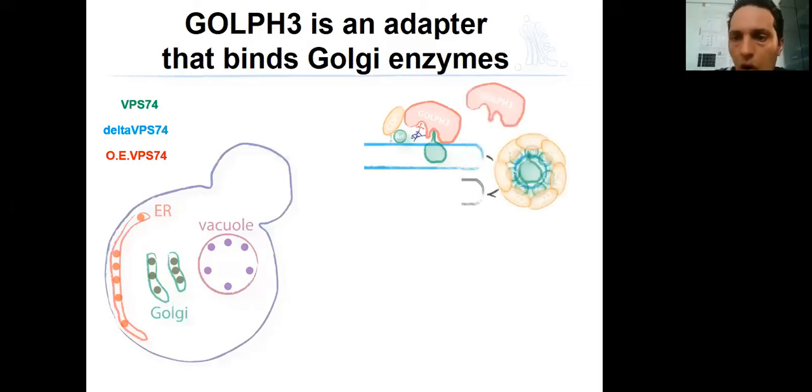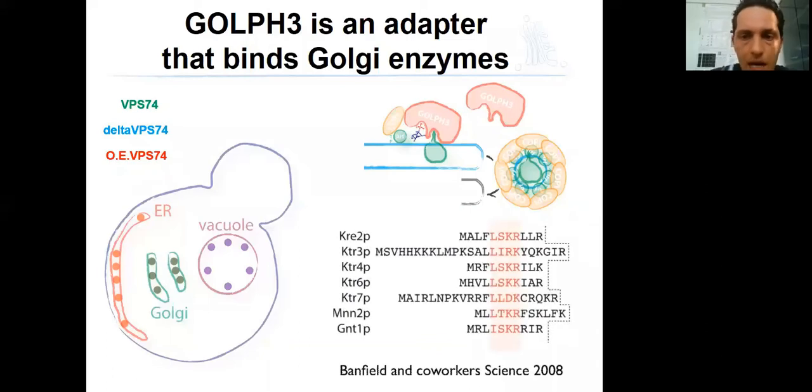By doing so, GOLPH3 incorporates this enzyme in retrograde COPI vesicles, thus allowing the retention of this Golgi enzyme in this organelle via a recycling mechanism. Not all the enzymes are clients of VPS74 in yeast, but just a subset of them that contain in their cytosolic tail a specific sequence of amino acids. I will say a motif, okay?